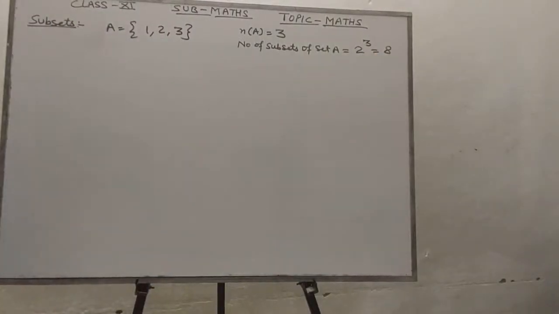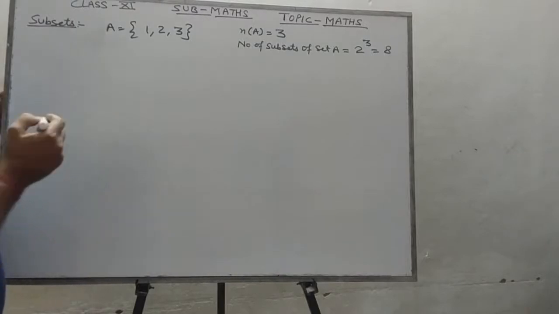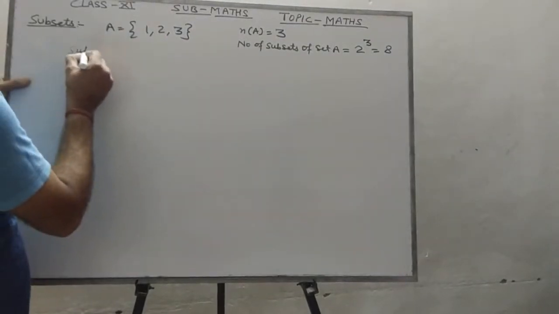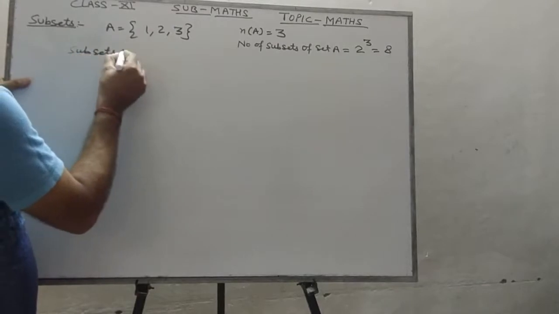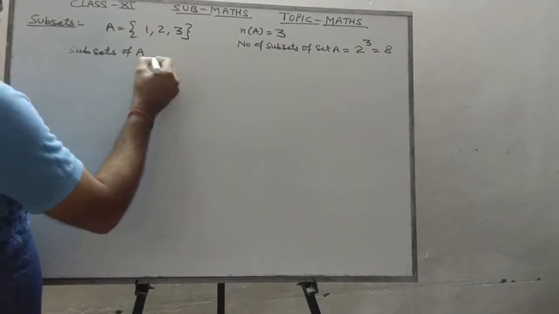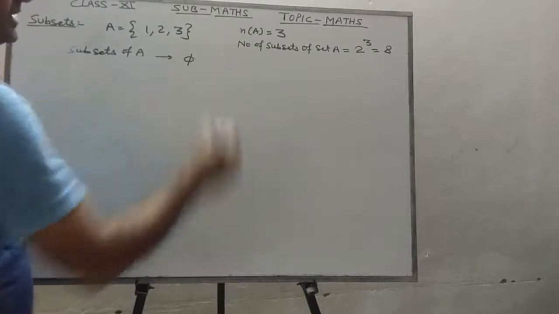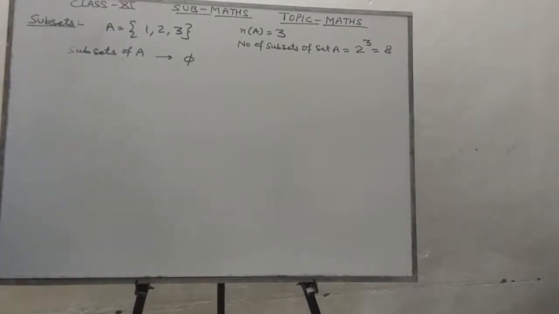So if n is the cardinal number of any set, then the total number of its subsets is given by 2 raised to the power n. So let us write what its subsets are. The subsets of A: you see phi is the subset of all the sets, the empty set.